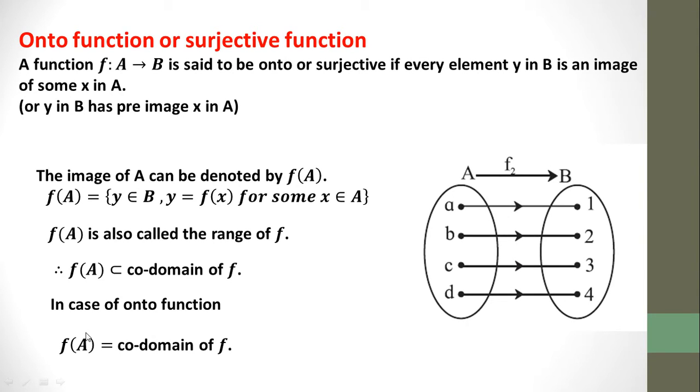So in case of an onto function, f of A, the set of images, is equal to the codomain of f. Codomain means set B. So set B and the set of images 1, 2, 3, 4 are equal. When the set of images and the codomain set are both equal, that type of function is called an onto function. Okay.